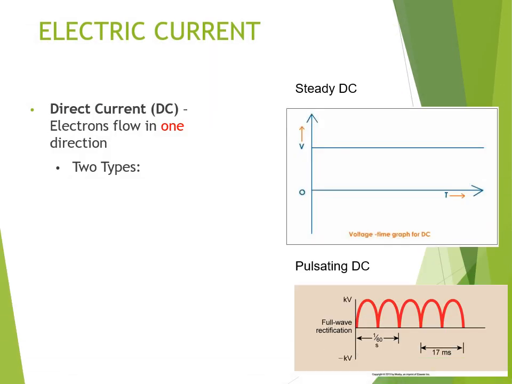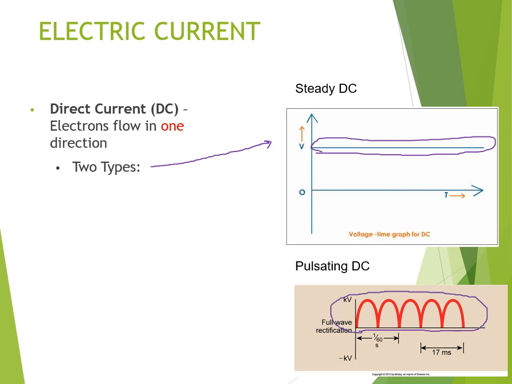Direct current is where electrons flow in one direction. Now we have two types of direct current. We have steady direct current, which is one type, where current voltage is the same, it doesn't change. And then we have pulsating DC, where the current pulsates. So it's only going in a positive direction. In both cases, there are no negative pulses, only one direction, which is positive. An example of steady DC would be from a battery, and the X-ray tube operates on pulsating DC.